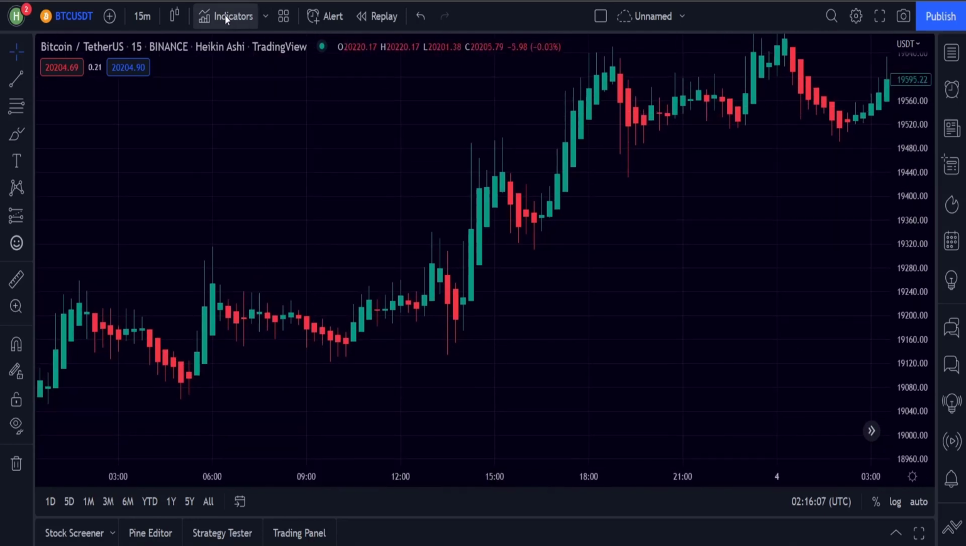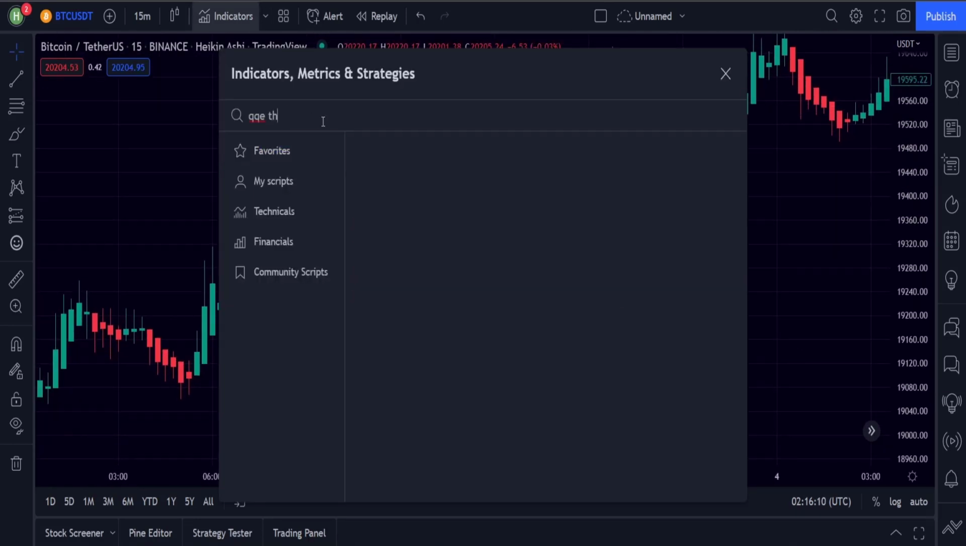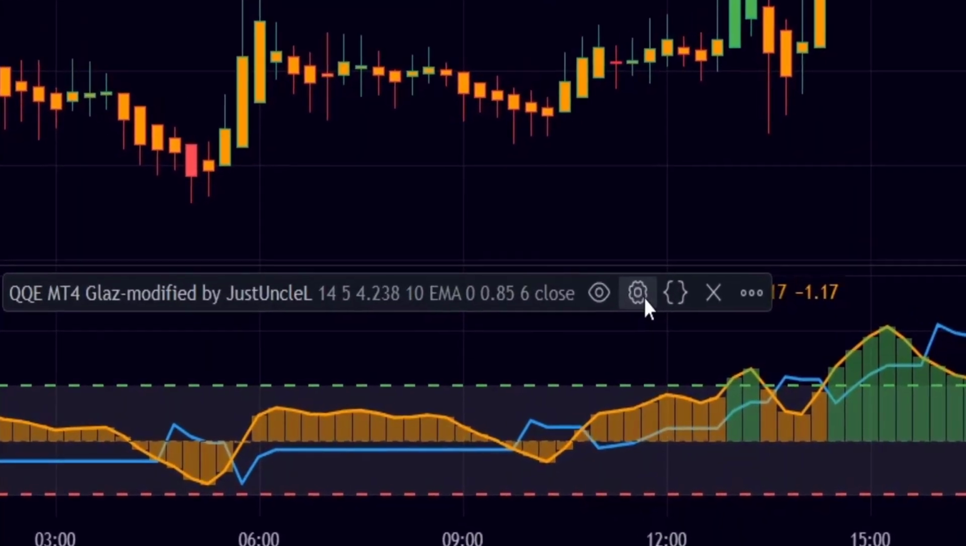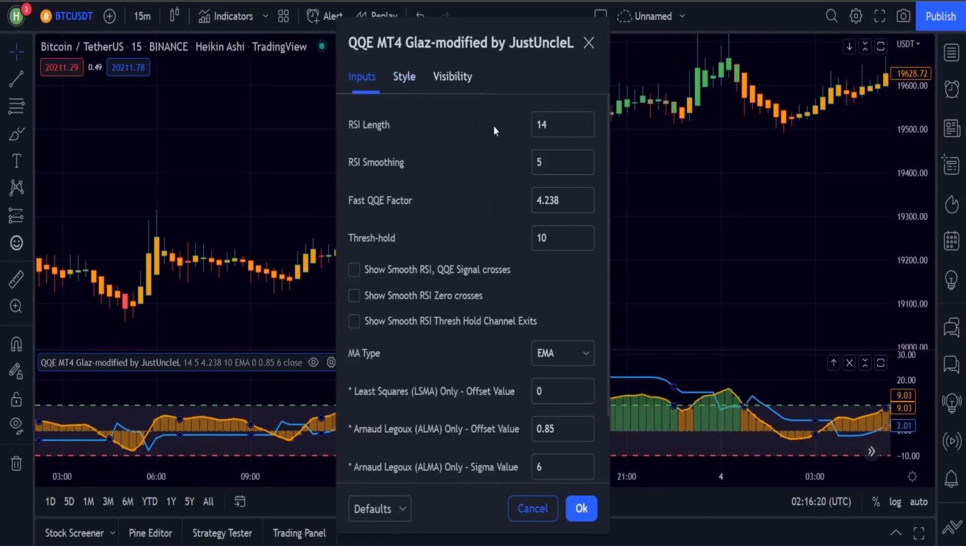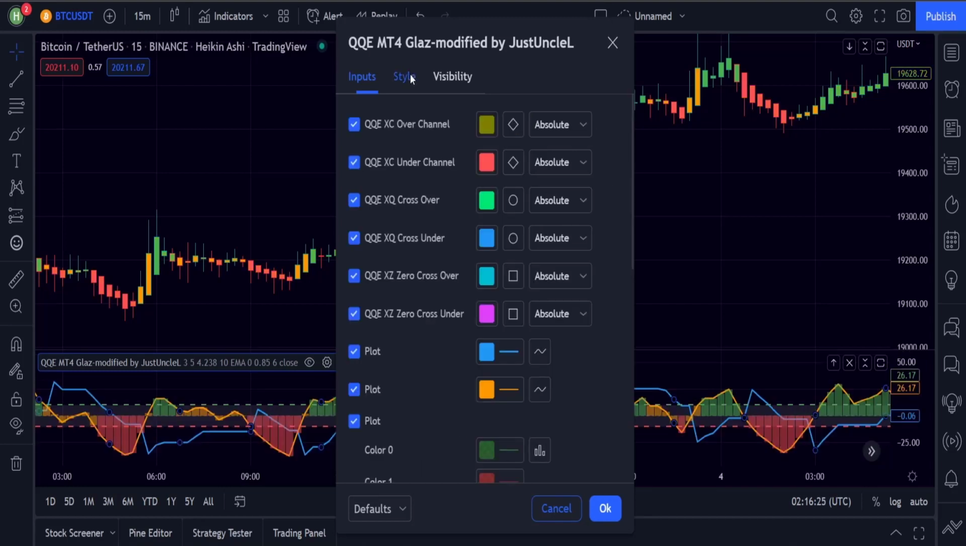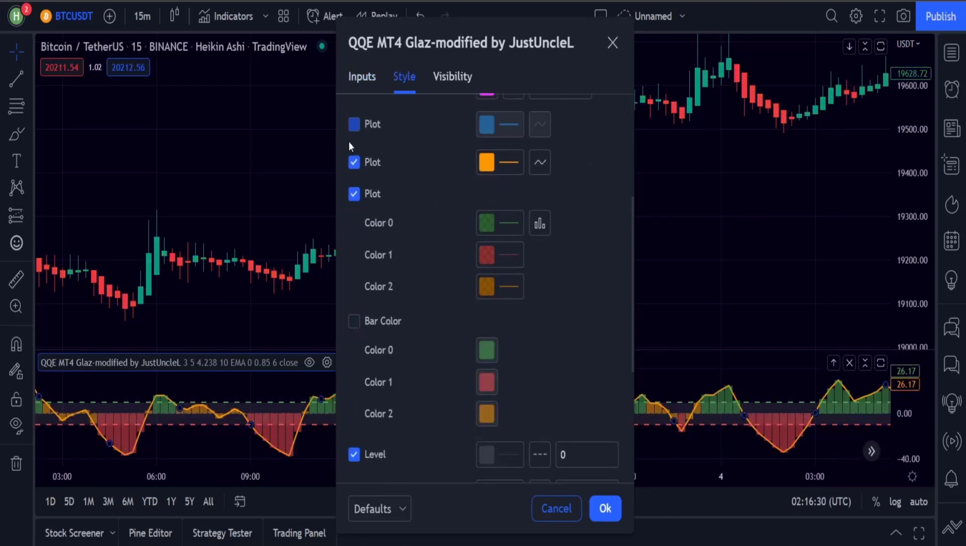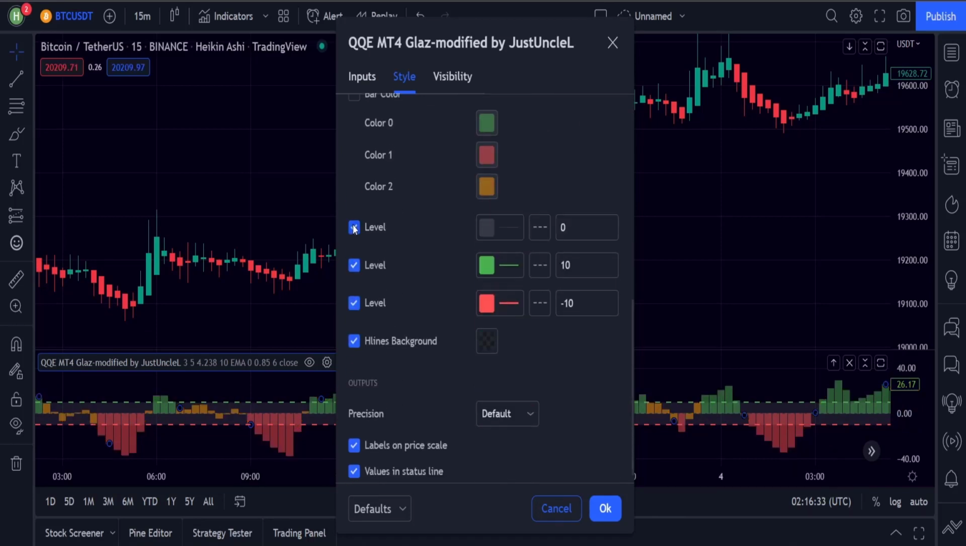The first indicator we're going to add is QT threshold, right here by Cozy 5770. Once it's added, we'll make some changes to it. I'm going to click on the settings right here, and in the Inputs tab, we're going to change the RSI length from 14 to 3. Then I'm going to go into Styles tab, and we are going to uncheck the bar color. We're also going to uncheck these two plots right here, and then we are going to uncheck these three levels and the edge lines background.